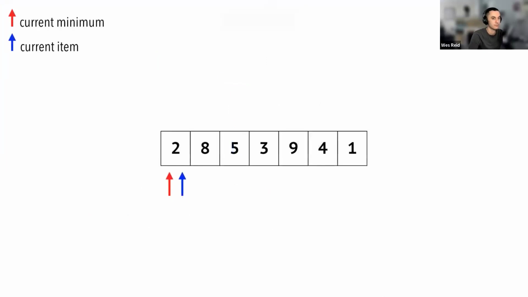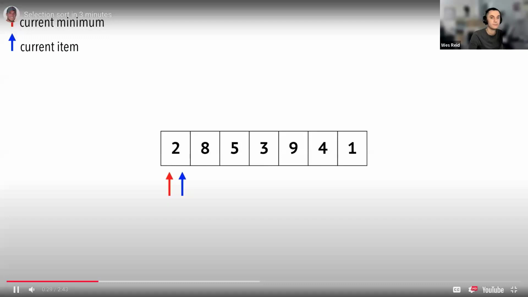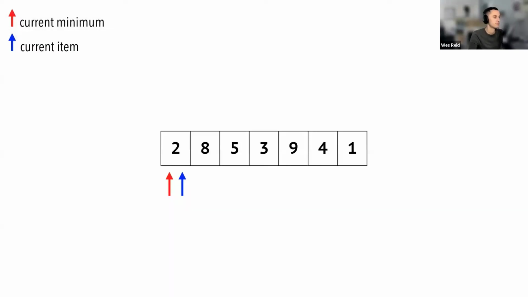Let's get started. We always set the current minimum to the first number in the unsorted partition, in this case 2. We progress the length of the array looking for a smaller number. We find 1 at the end of the array and set it as our current minimum. We swap 1 and 2. We now have one item in our sorted partition.